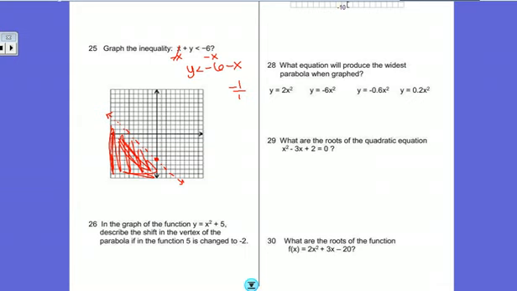26, easy question. In the graph of the function y equals x squared plus 5, describe the shift in the vertex of the parabola if in the function 5 is changed to negative 2. So all it's saying is basically what would happen if 5 was changed to negative 2. So you could, in your calculator, graph x squared plus 5, and then x squared minus 2, and basically tell me what happens. And all that happens is if it was at 5, and now it's at negative 2, it's going to go down, right? It's going to go down 7. Okay? So if it was at 5, and now it's at negative 2, it's going to shift down 7. That's all it's asking.